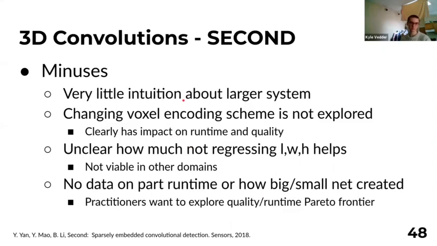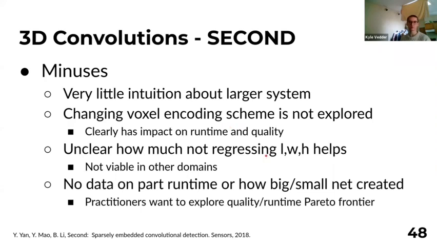However, one of the problems is they provide very little intuition about the larger system, right? The system is described. They say, we did this, and this is what we built. But they don't actually talk about a lot of the motivating factors for some of their design decisions, including, for instance, why they chose their backend or why they picked the voxel encoding scheme. So they use the exact same voxel size and configuration that was used in VoxelNet, but again, they don't motivate why this is a good choice.